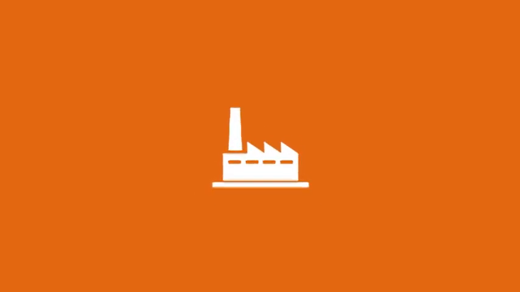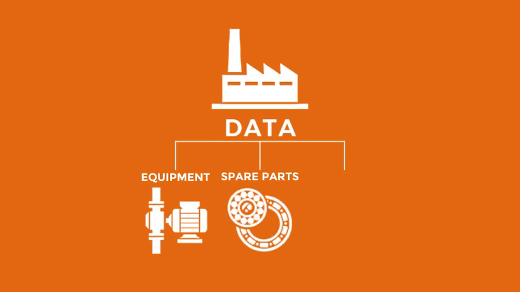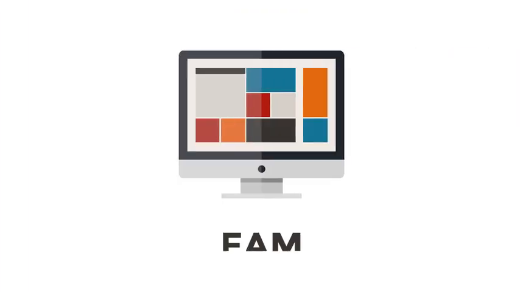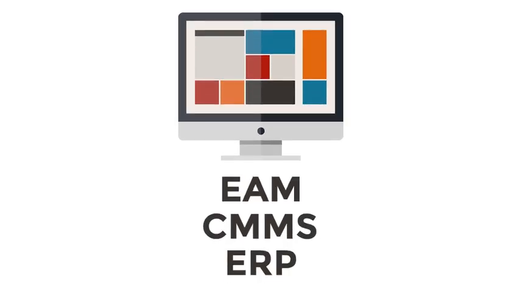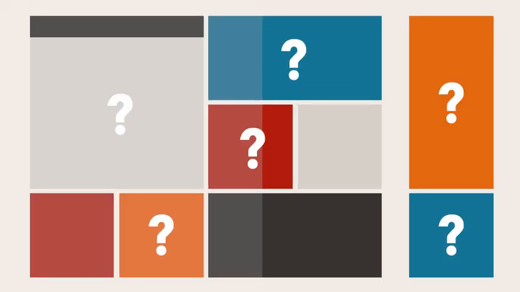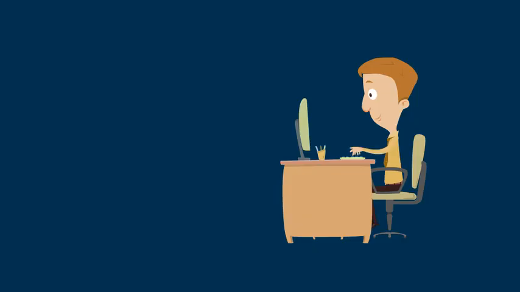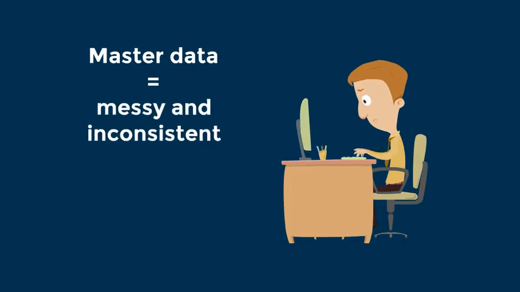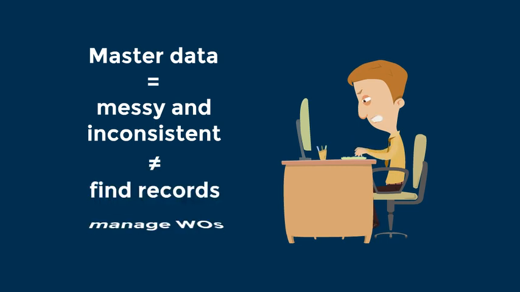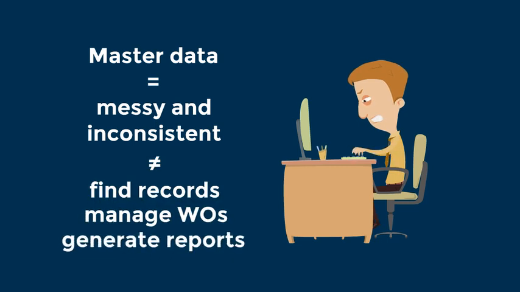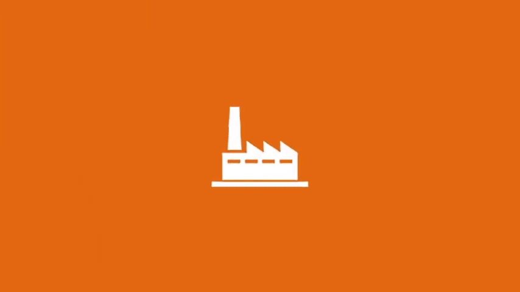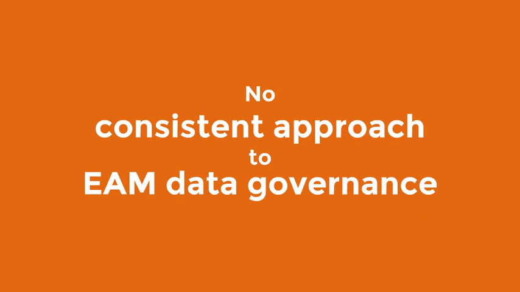Asset-intensive organizations have lots of data about their equipment, spare parts, and repairs. To manage that data, most organizations use enterprise asset management software or a similar product, such as a CMMS or ERP. The problem is, many software implementations don't deliver detailed information about equipment failures, which is key to improving asset reliability. The data in the system is often messy and inconsistent, which makes it hard to find records, manage work orders, or generate reports. That's because most organizations have no consistent approach to EAM data governance.